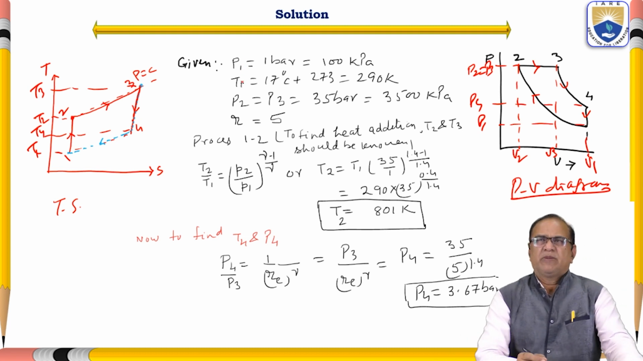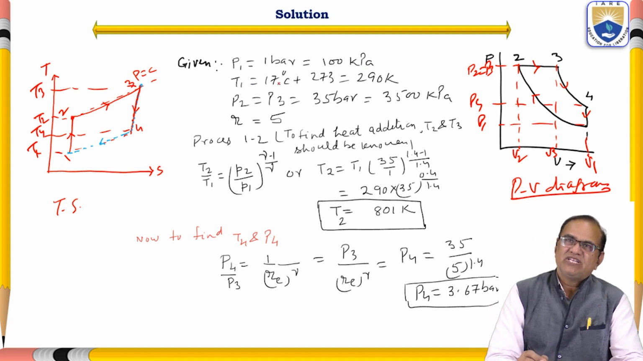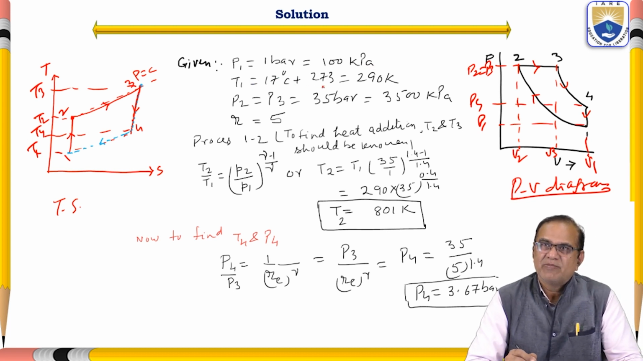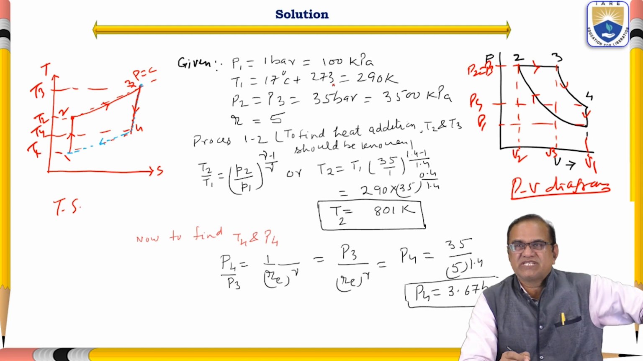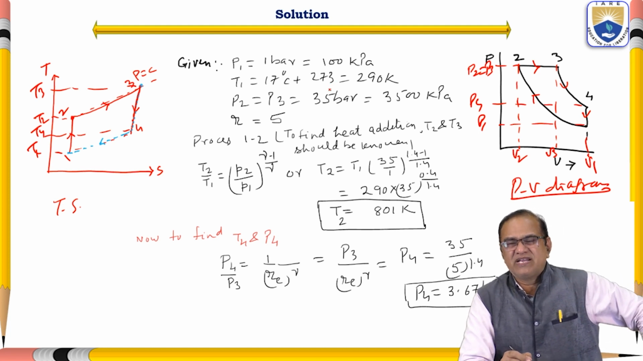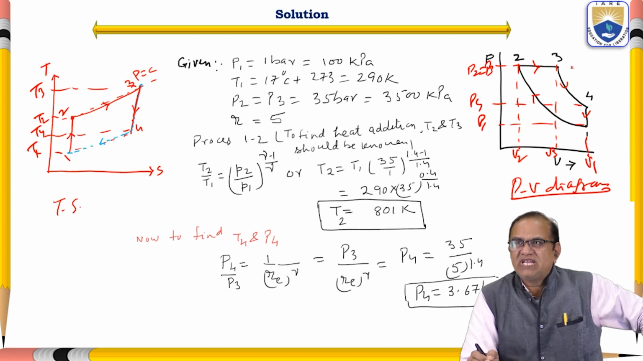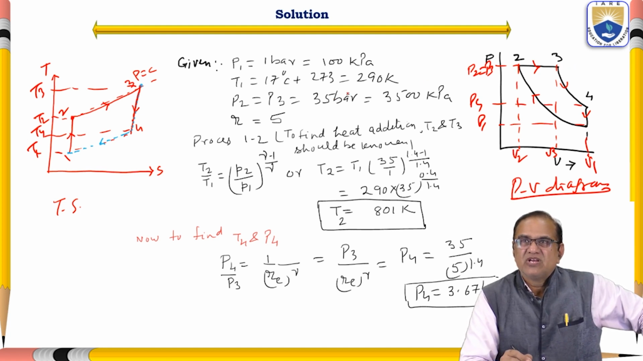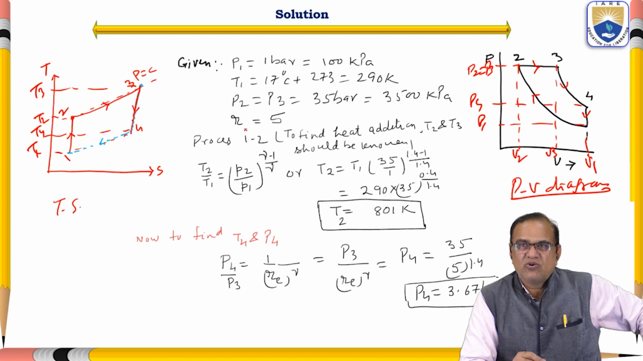So now it is P1 is equal to 1 bar is equal to 100 kilopascal. T1 is equal to 17 degrees centigrade plus 273. Always we have to use the Kelvin, not the degree centigrade, because it is absolute temperature. So we have to convert this centigrade to the Kelvin. And also P2 is equal to P3. Both are the same. So pressure is given 35 bar, so 3500 kilopascal. The compression ratio is given as 5.